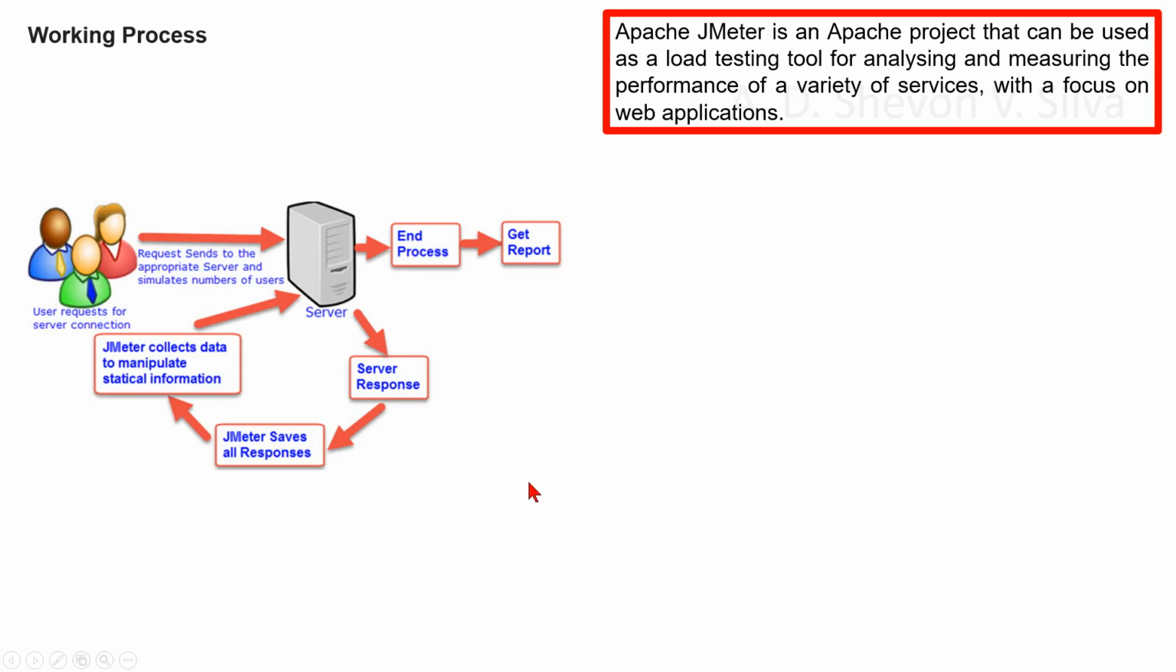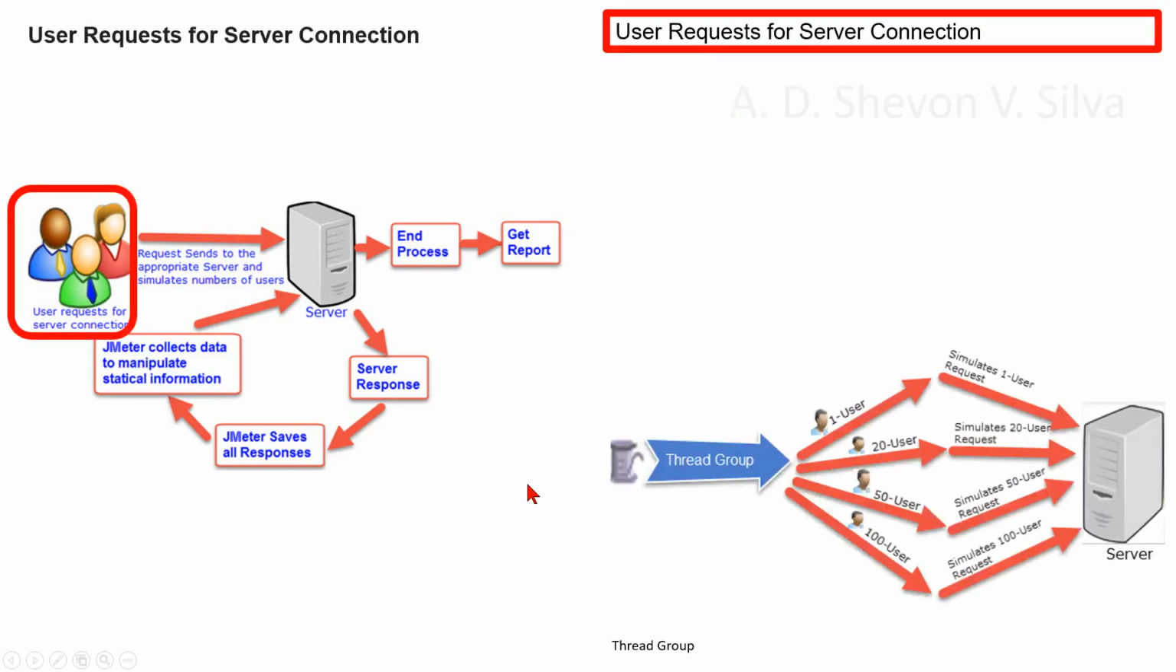Apache JMeter is an Apache project that can be used as a load testing tool for analyzing and measuring the performance of a variety of services, with the focus on web applications. Now we are focusing on user requests for server connection.